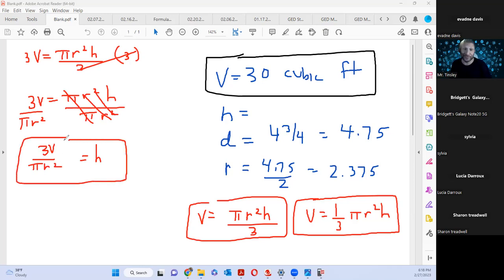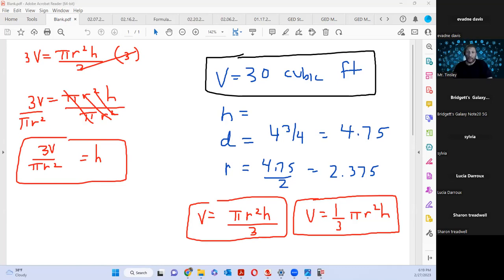That's a whole lot of work. I just showed you a much easier way to use the multiple choice. But this is what they want you to do algebraically. If they asked you for the height, that means you need to modify that equation and change that equation to solve for h.